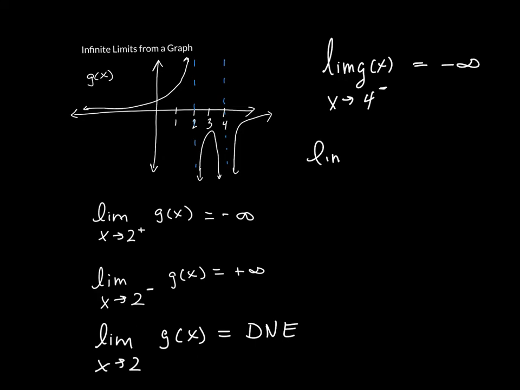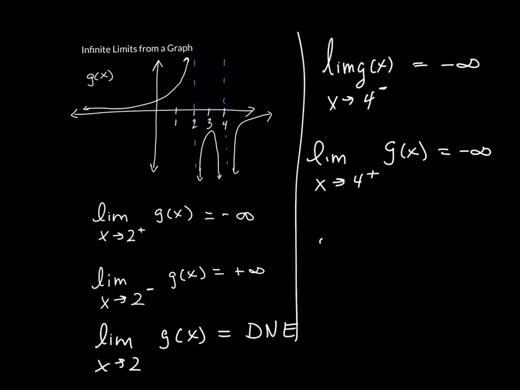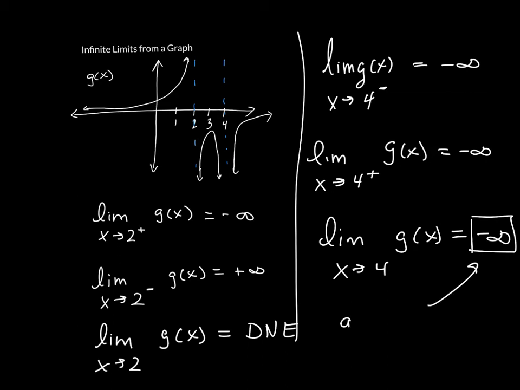I do the same thing for the limit as x approaches 4 from the positive side of g of x. So this time I'm coming from the positive or larger value of 4. That also gives me negative infinity. So I can say here that the limit as x approaches 4 of g of x approaches negative infinity. So while the limit itself doesn't exist, we say the limit approaches infinity. If you answered did not exist, you'll be wrong. The limit approaches negative infinity for the asymptote at 4.